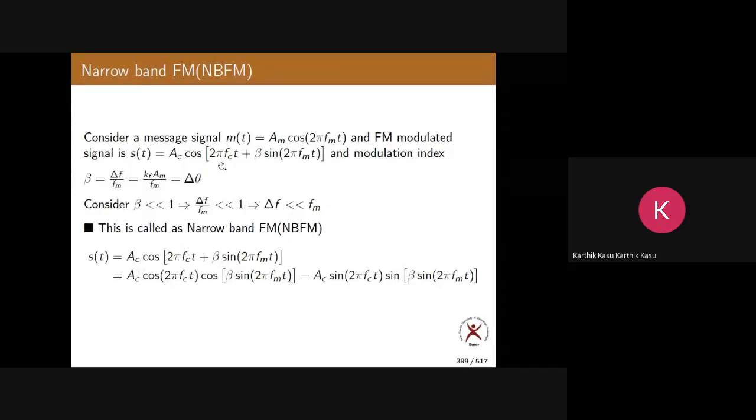Now, I'm taking this equation. It's something like cos(A + B), where A means 2πfct and B means β sin 2πfmt. Now, what is cos(A + B)? cos A cos B minus sin A sin B. So I have expanded this equation of s(t). Nothing more than that.